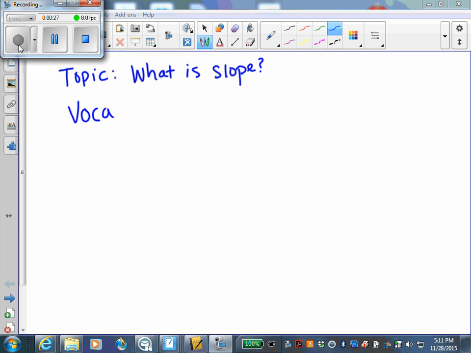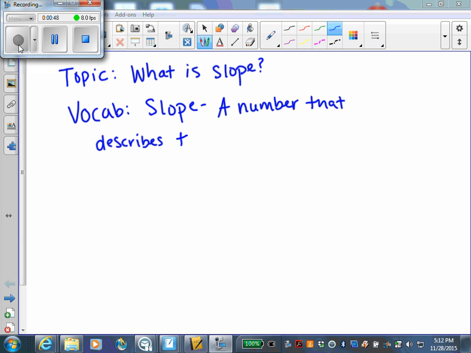So your vocab is slope, and slope is a number that describes the direction and steepness of a line. Okay, so that's our definition. And then we're going to write down the 4 different types of slope.